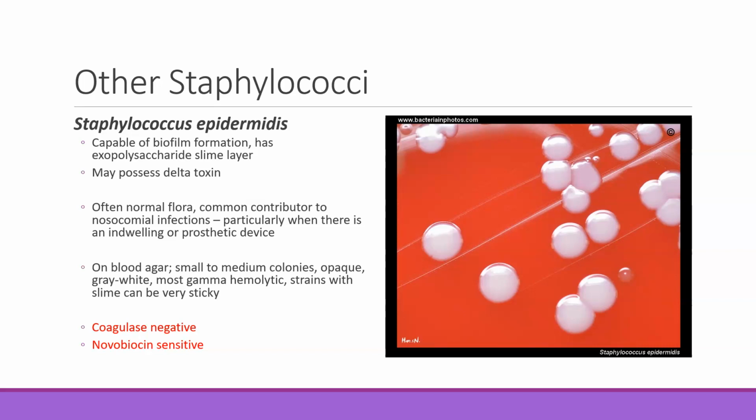On blood agar, they're small to medium colonies. They're opaque, grayish white. They're mostly gamma hemolytic strains, and they can be very sticky. These are coagulase negative, novobiocin sensitive.